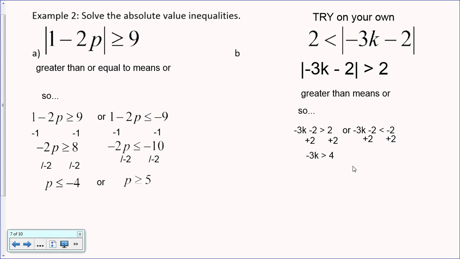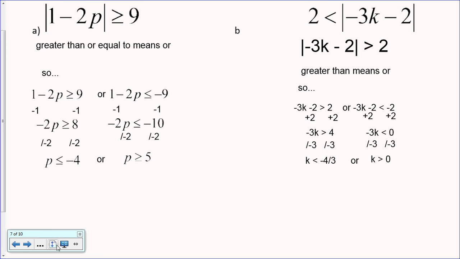I get negative 3k is greater than 4, or negative 3k is less than 0. Divide everything by negative 3. It's going to flip my signs. So I get k is less than negative 4/3, or k is greater than 0. Okay? So that's your answer.